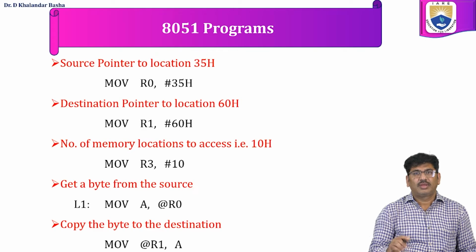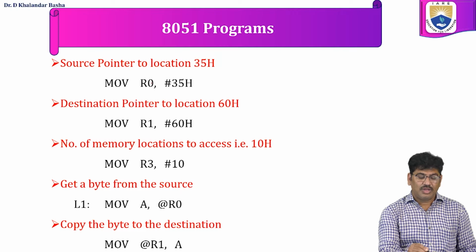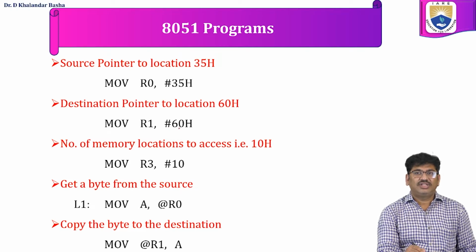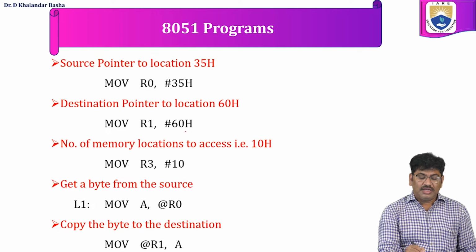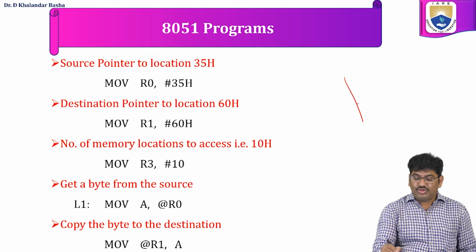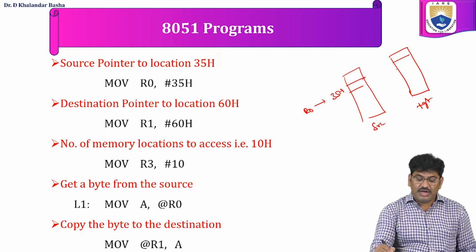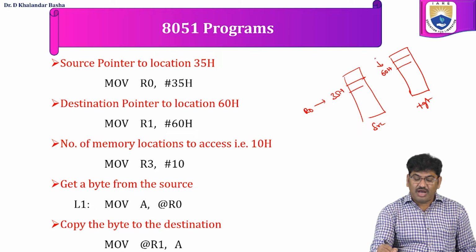Now we'll see the program. MOV R0, #35H is for loading the source address into the R0 register. MOV R1, #60H is for loading the destination address into the R1 register. Now the source memory location with the address 35H is loaded into the R0 register, and the target or destination memory location whose address is 60H is pointed to by the R1 register.